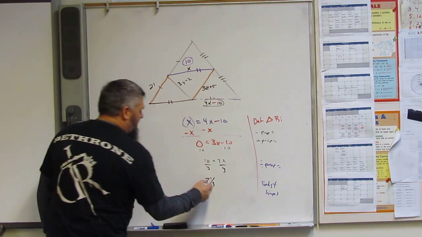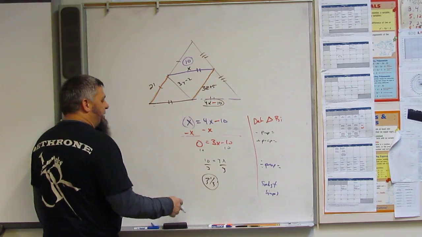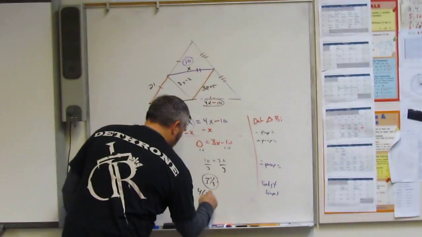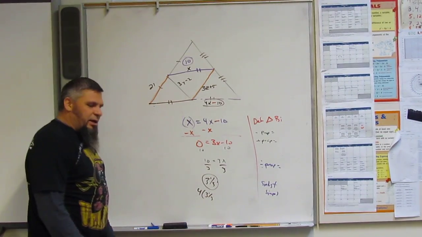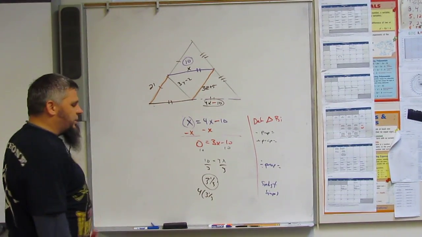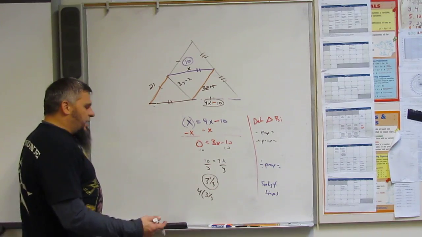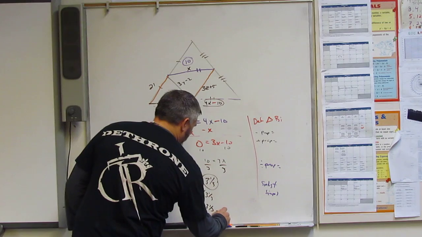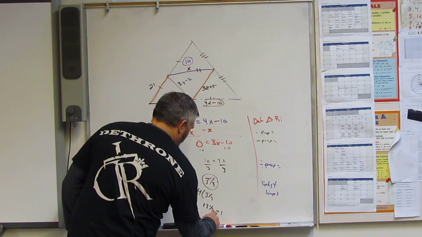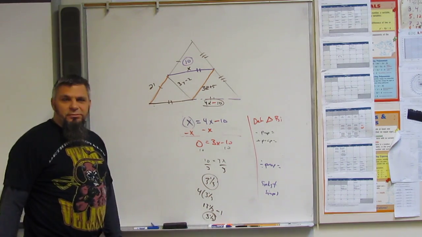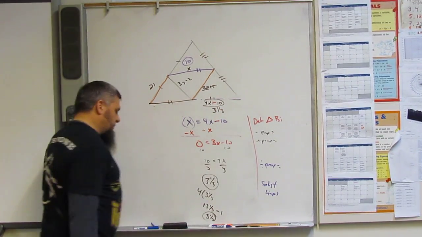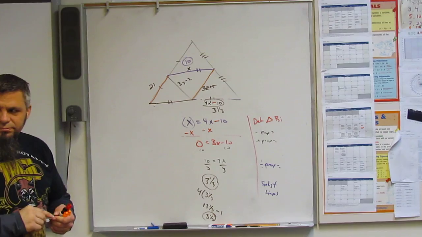And then when I plug that back in, I've got 4 times 3 1/3, which is 12 4/3, which is 13 1/3, minus 10, so I'm back to 3 1/3. So I know that this side is 3 1/3. Okay?